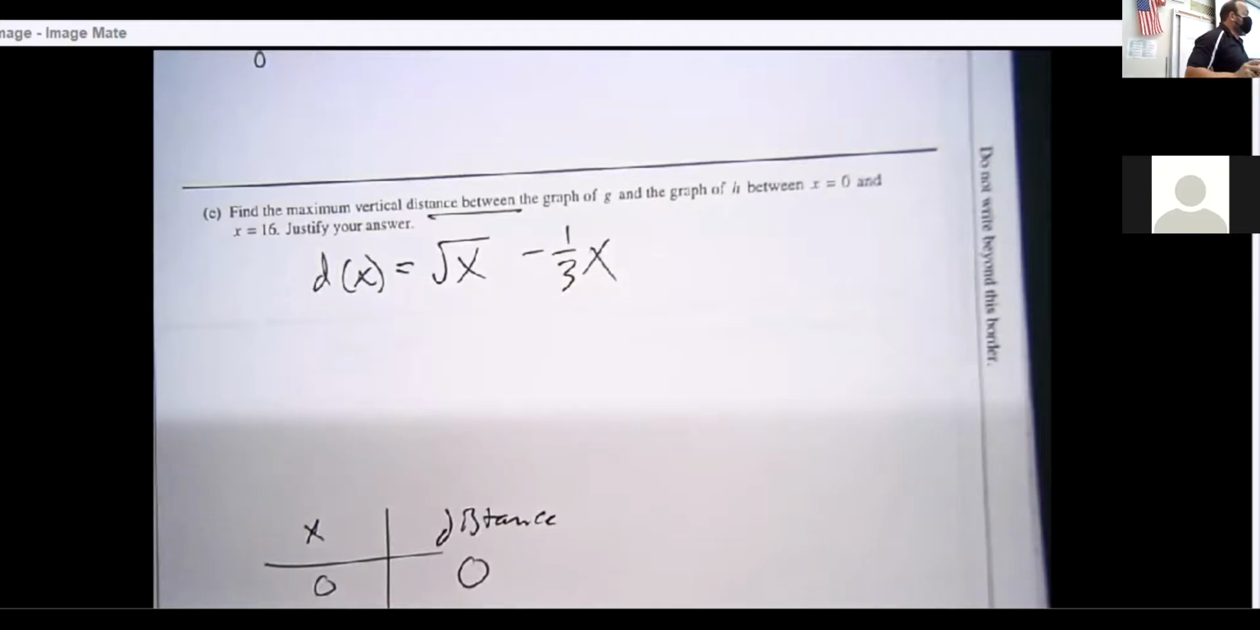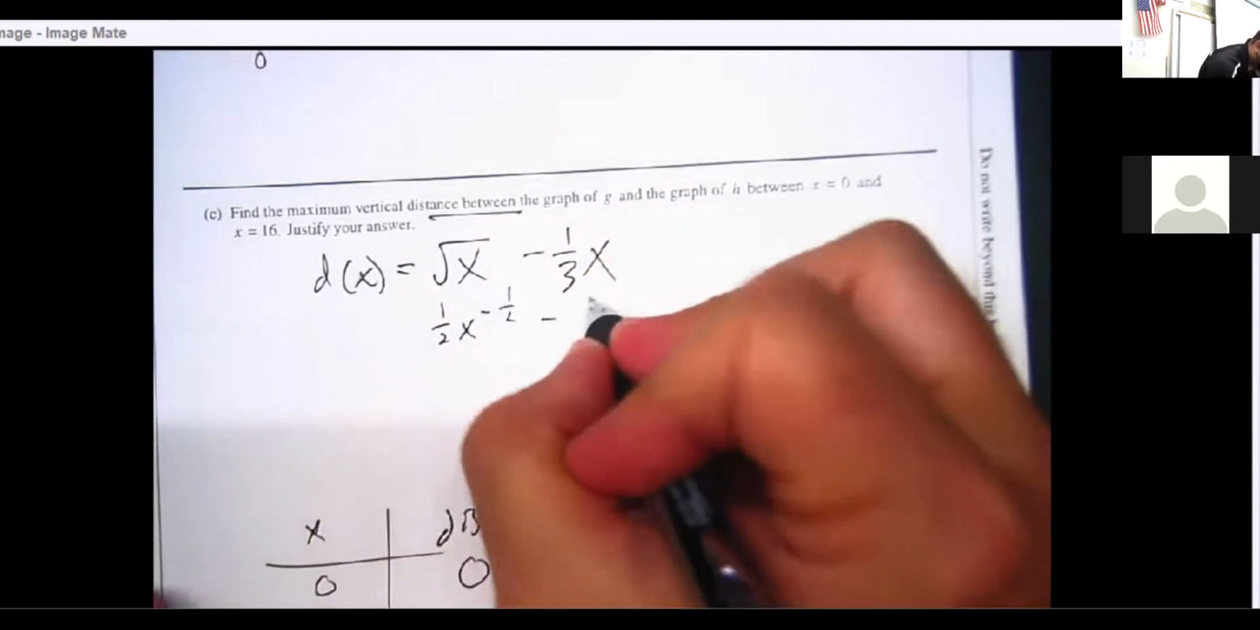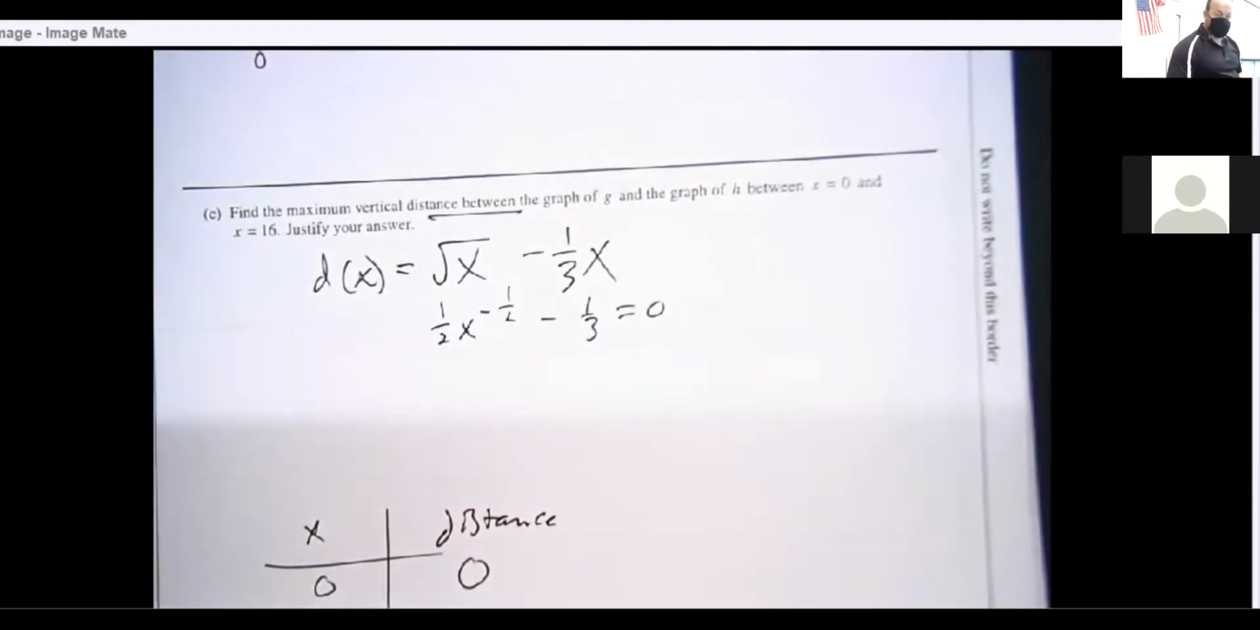What do I need to do? This is where the calculus is. How do you find a maximum or a minimum? Think about a curve. Where is a max or a min going to be? Take the derivative, set it equal to 0.